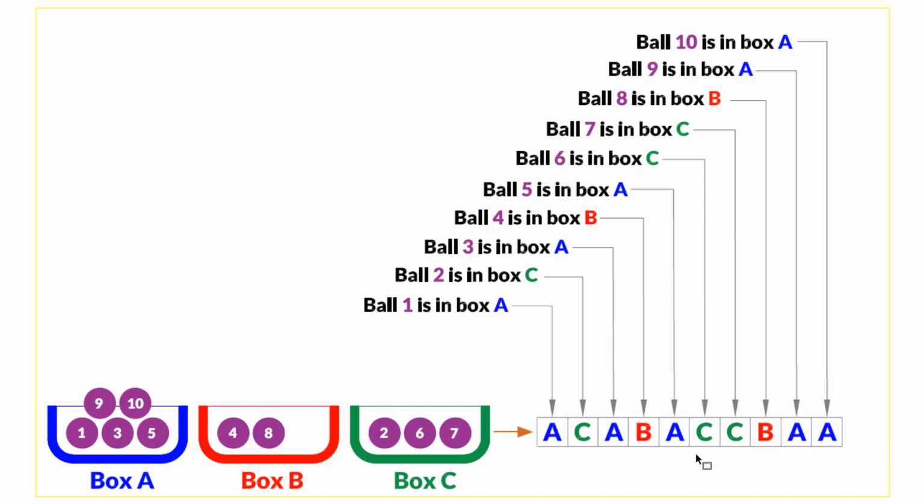We notice that this mapping is unique in a sense that these letters and the location of these letters reflect the location of these balls in each box. So now let us find all the possible outcomes of distributing 10 distinct balls into 3 distinct boxes.